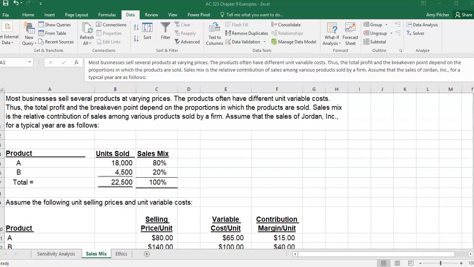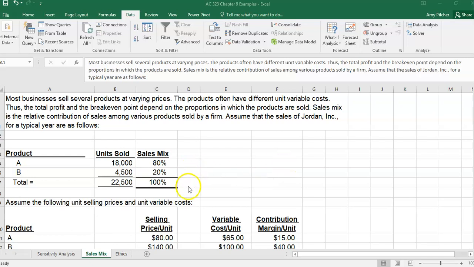In the second example, we look at what happens when we sell more than one product. Of course, it's very rare that companies sell only one product. In order to use CVP analysis, we have to create a weighted average contribution margin for products in order to calculate break-even units. So we see that we have products A and B, and we have a sales mix that consists of 80% of A to 20% of B. In cost volume profit analysis, we assume that sales mix is constant.